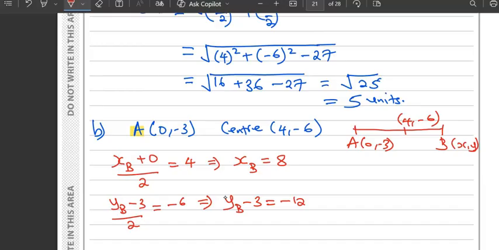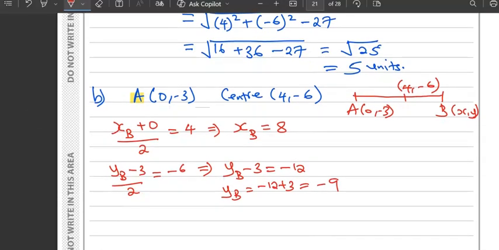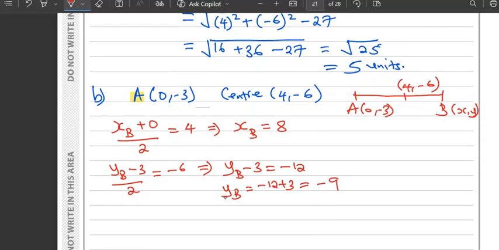So yB will be equivalent to -12 plus 3, which is simply equivalent to -9. So this means that the coordinates of point B are simply (8, -9). So these are the x and y coordinates of point B.